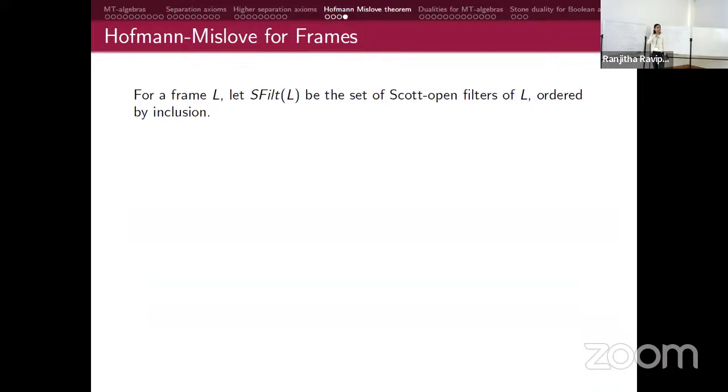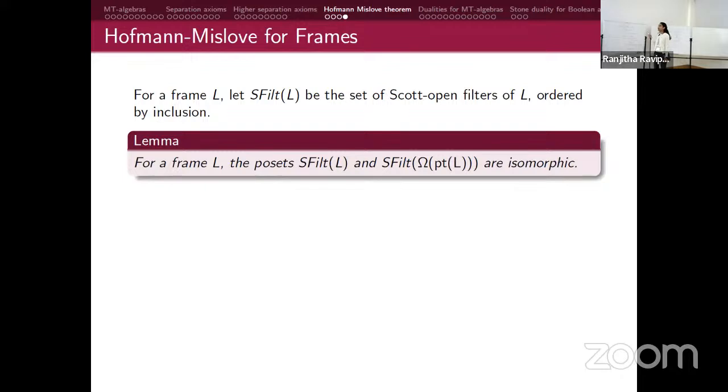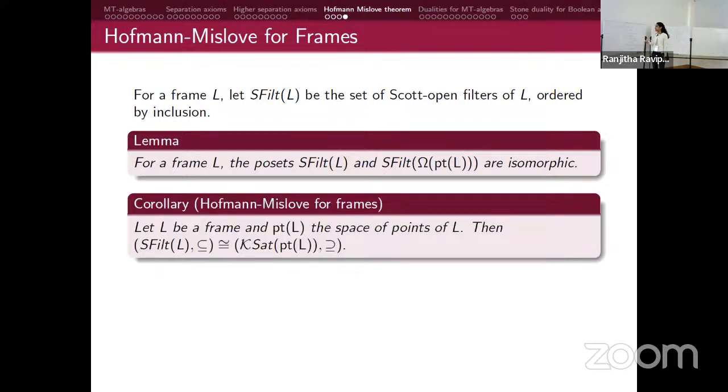And now, how well does Hoffman-Mislove for empty algebras sit with the Hoffman-Mislove for spaces, Hoffman-Mislove for frames? Suppose I have a frame and Scott open filters of a frame ordered by inclusion. I first showed that the poset of Scott open filters of a frame is isomorphic to Scott open filters of opens of points of L. These two are isomorphic. And then using that, I just show that if I have a frame, and this is the points of a frame, then Scott open filters are isomorphic to compact saturated elements of points of L.